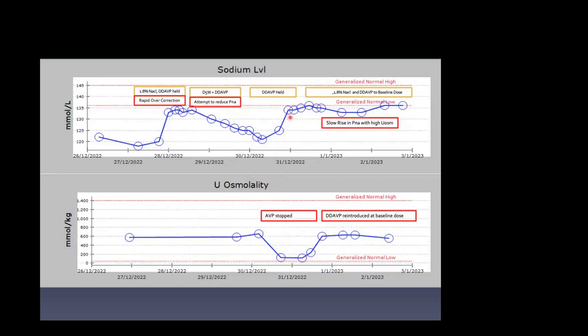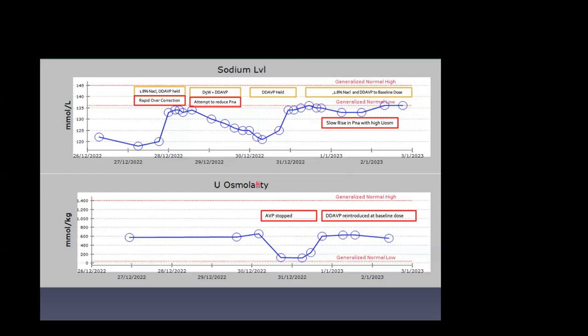And then we finally gave the right treatment, which was some hypertonic saline with DDAVP on board. And then we had a gradual and slowly sustained increase in the plasma sodium concentration, and the DDAVP action increased the urine osmolarity.